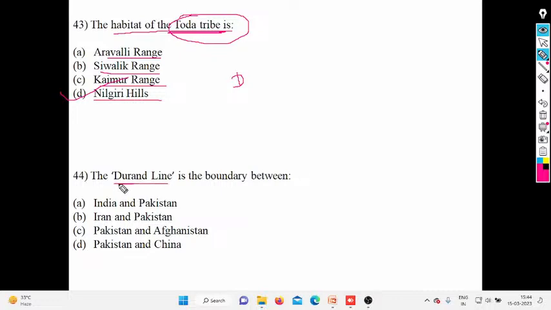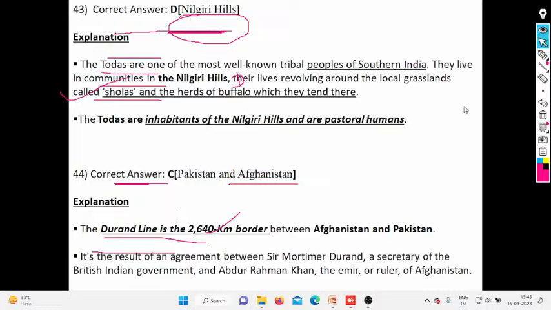The Durand line is the boundary between India, Pakistan, Iran, Pakistan, Afghanistan and Pakistan, China. Durand line, it is the main line between Afghanistan and Pakistan. C is the answer.